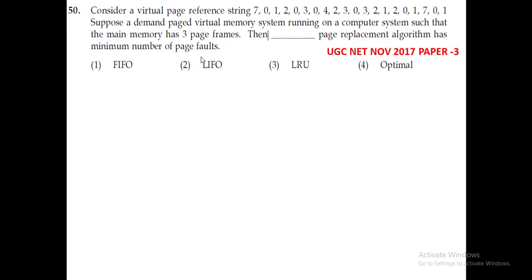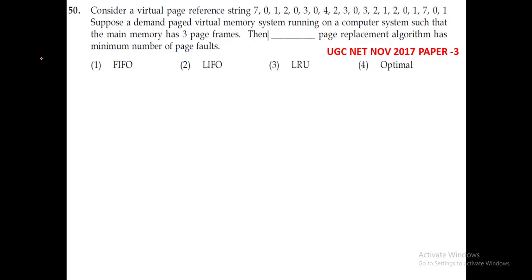This is a question related to the demand paging chapter, right? We have a set of page replacement algorithms. We have FIFO and we have LRU. We have optimal, but LIFO is not one of the page replacement algorithms. Here the question is asking about the CPU reference string that has been given here, as well as the number of frames, that is 3 frames.